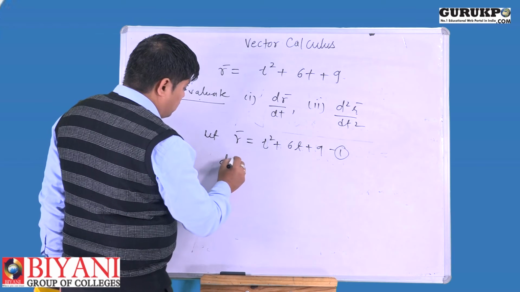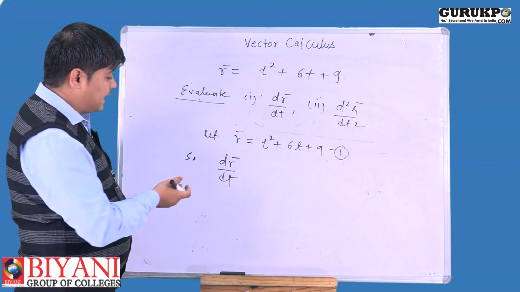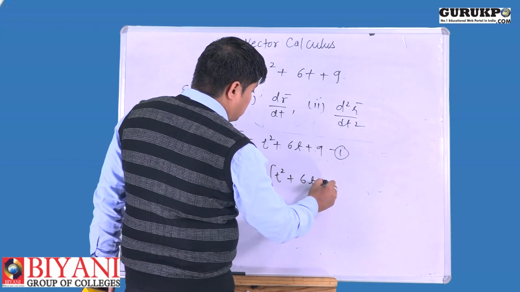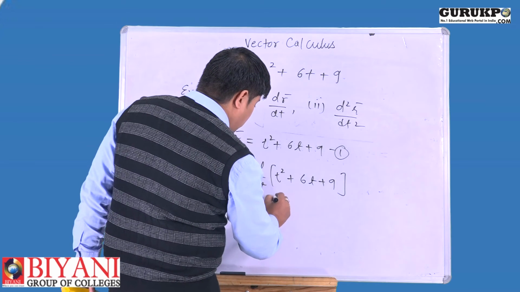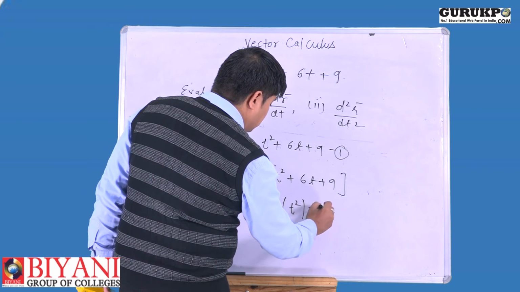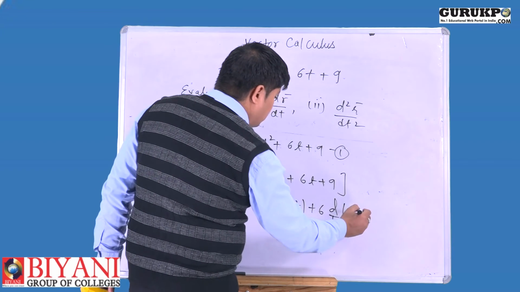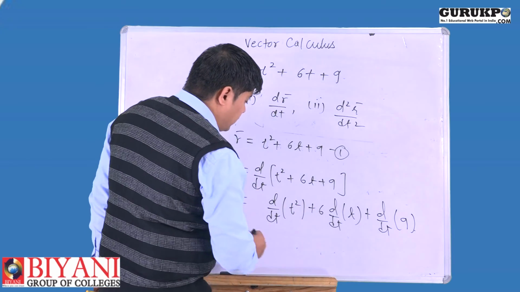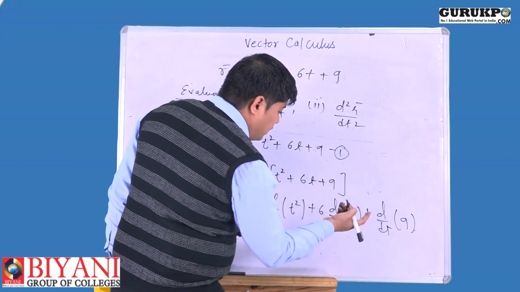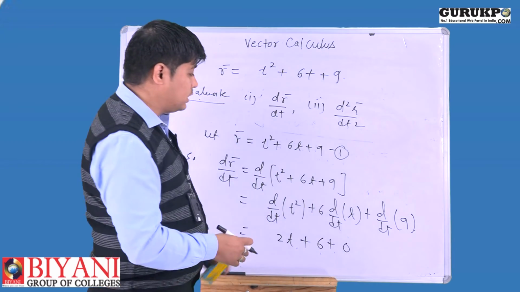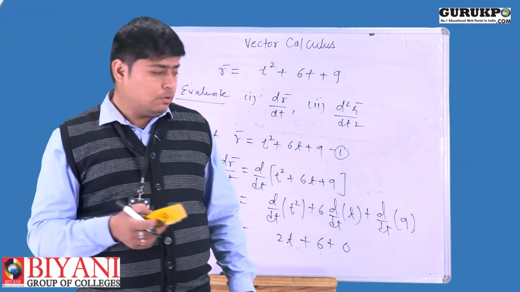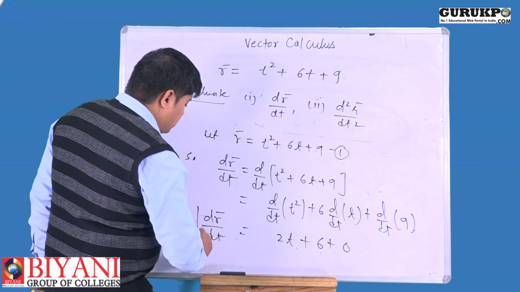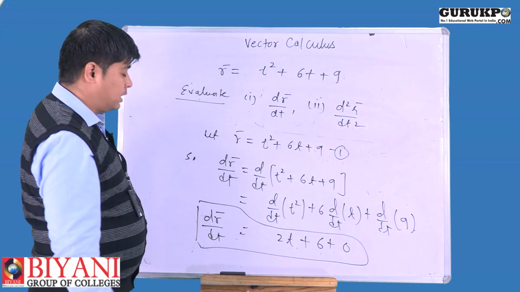So dr by dt, the differentiation of the vector function r with respect to t, is d by dt of t square plus 6t plus 9. We find d by dt of t square, plus 6 as a constant times d by dt of t, plus d by dt of 9. The differentiation of t square is 2t, the differentiation of t is 1, so 6, plus 0. It is 0 because 9 is a constant, and the differentiation of a constant is 0. Therefore dr by dt is 2t plus 6 plus 0.